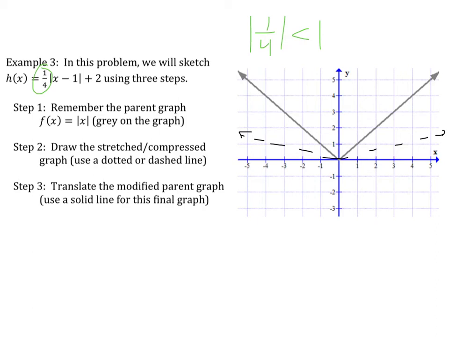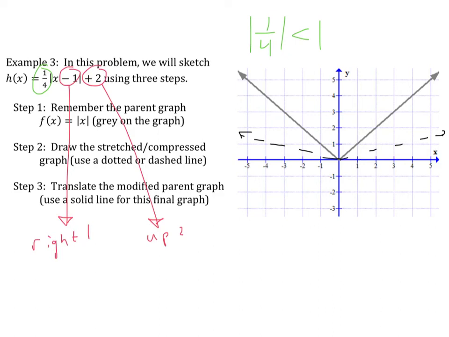Now next, I have to look at these two numbers, the -1 and the 2. What do those mean in terms of translation? I hope what you remember is that the -1 means the graph is translated to the right 1 unit, and the 2 means that it's translated up 2 units. So we're going to take that squashed V graph and translate it right 1 unit and up 2 units.